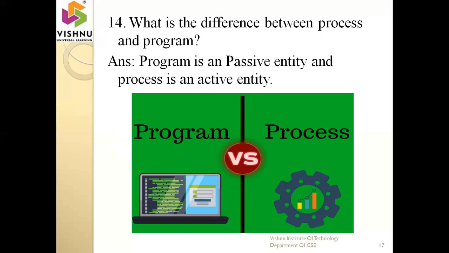But the program you have written, when it moves into execution state, that situation is called the process. So here you create the instructions, and here you execute the instructions. So a program is called passive, and a process is called an active entity.